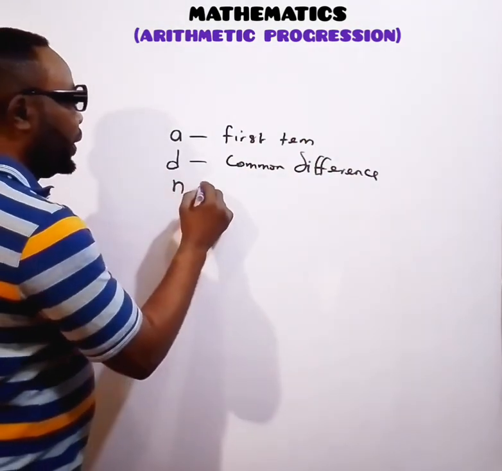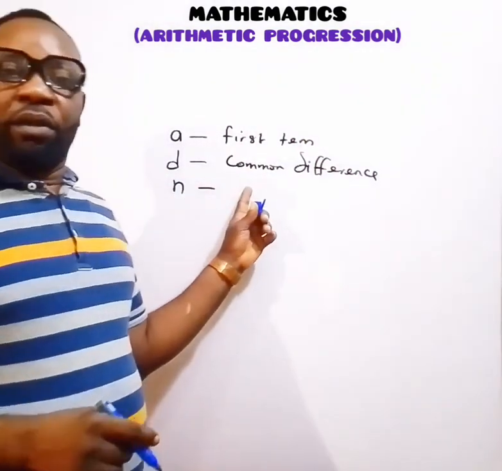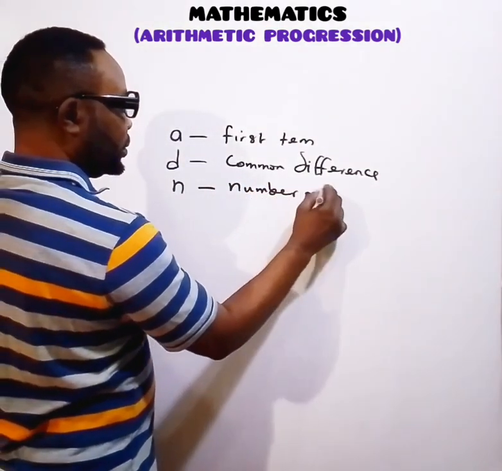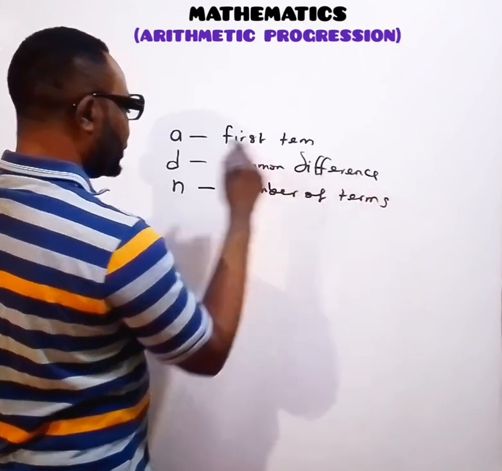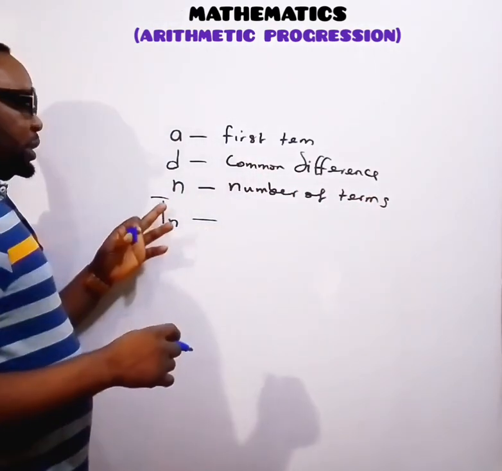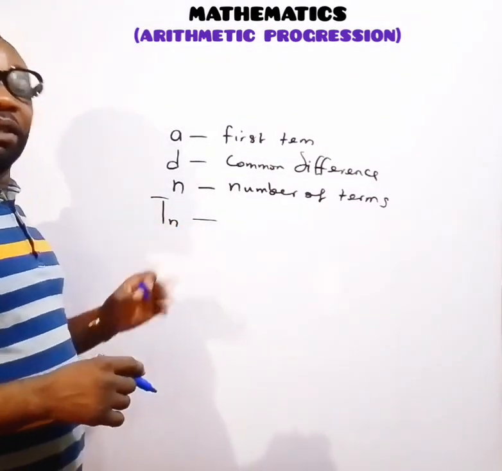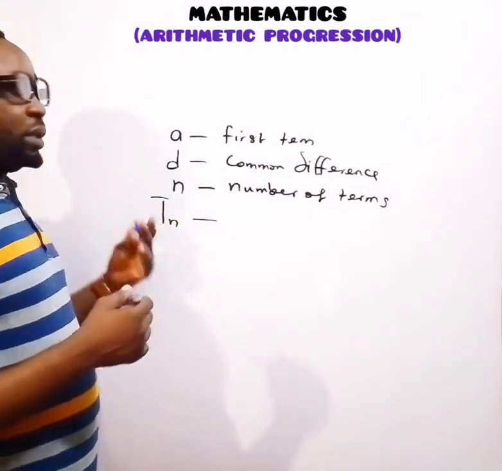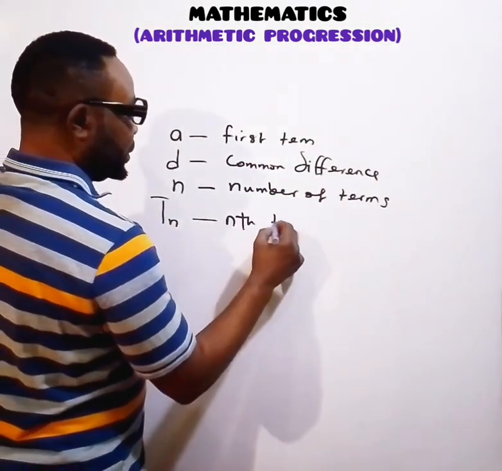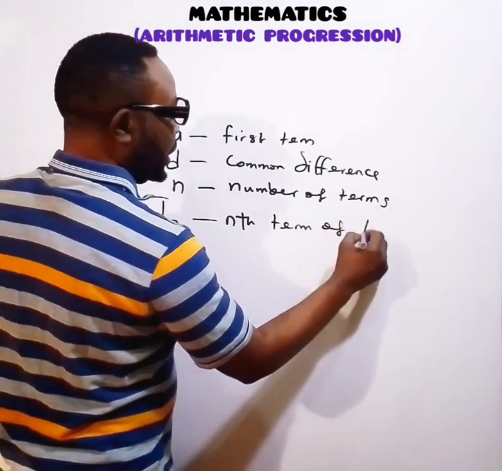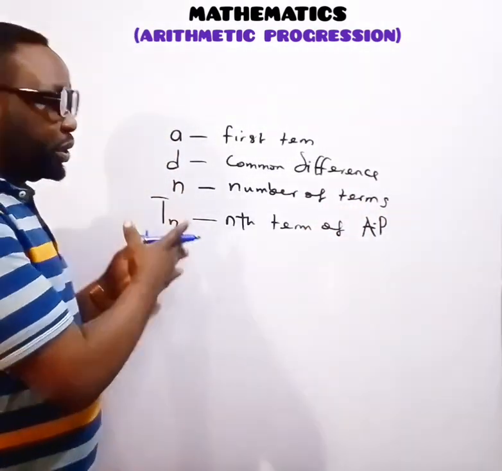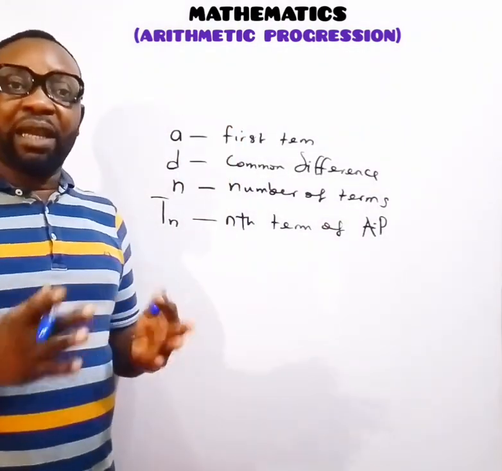We have what we call the N, which is used to represent the number of terms. We have this symbol that I will call T subscript N. This is a symbol that is used to represent the nth term of arithmetic progression. Here we are dealing with arithmetic progression in this class today.